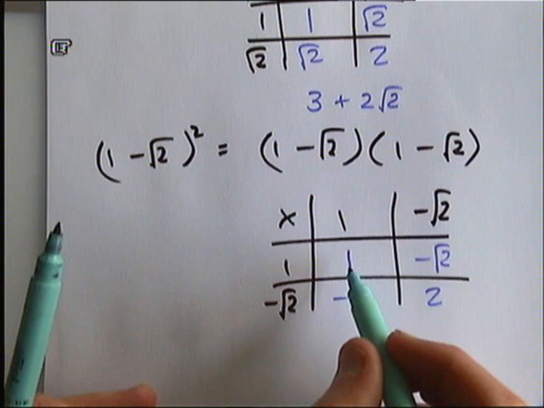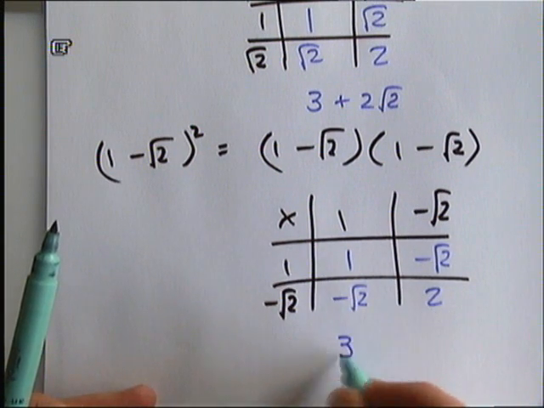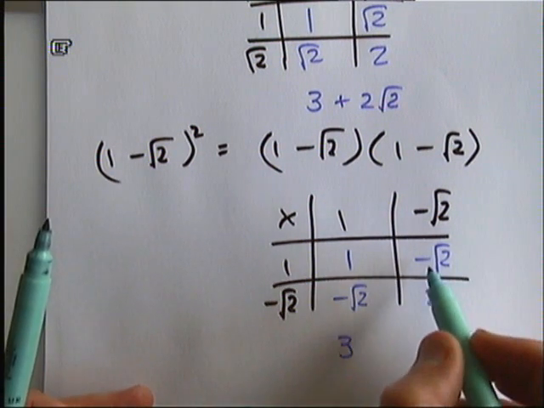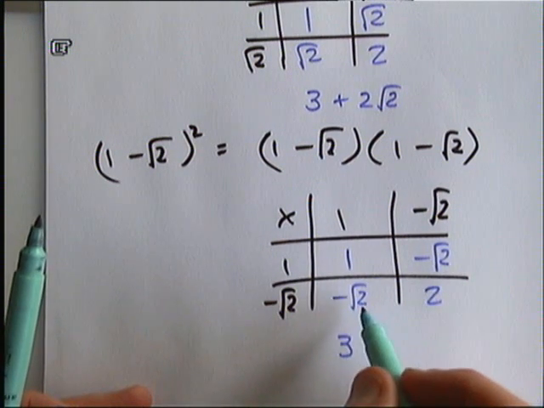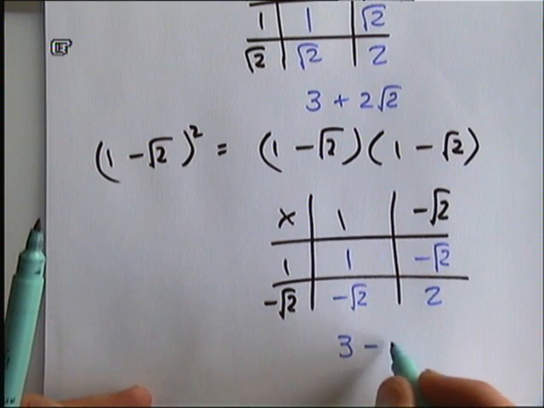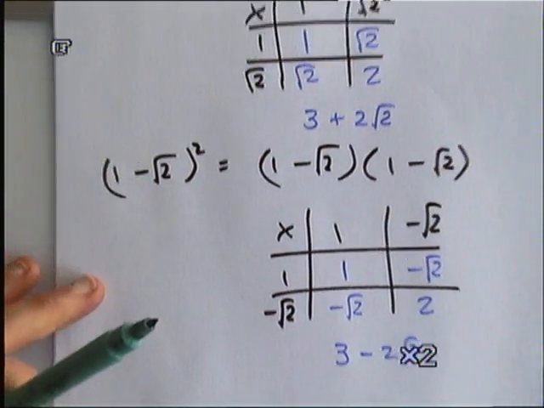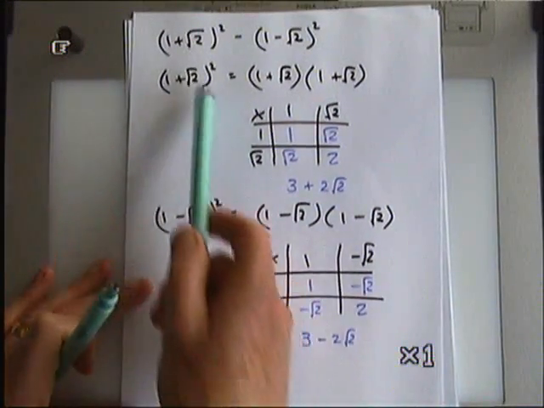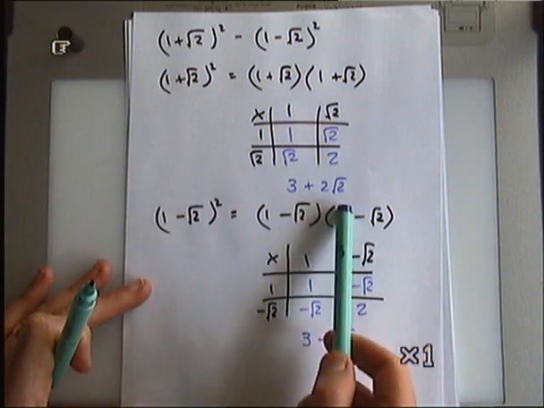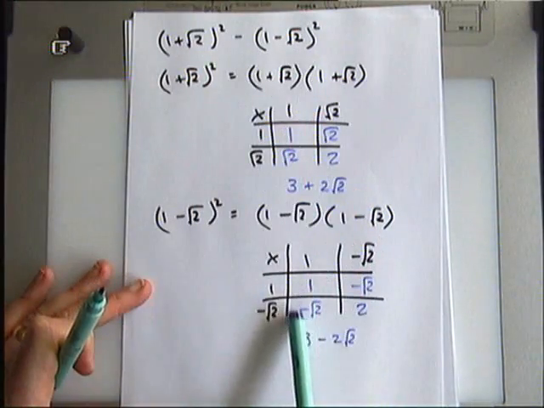Now if I combine these bits, the 1 there and the 2, well that will make a 3. And if I've got minus root 2 minus another root 2, that will give me minus 2 lots of root 2. So what I've done now is I've got one expression for the first bracket. This first bracket is equal to this. The second bracket is equal to this.